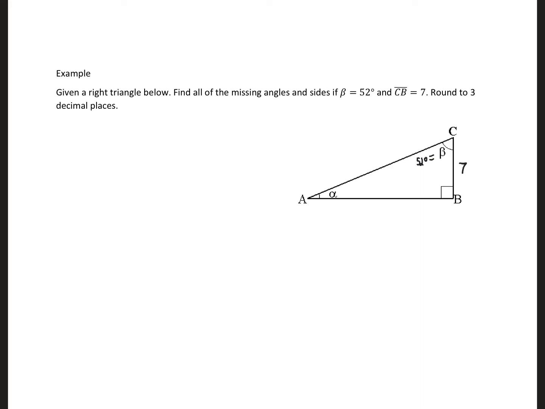Well, we know that angle B in the bottom there is 90 degrees. So let's find this angle alpha first. We know there's 180 degrees in the triangle. So let's take away the 90 degrees and the 52 degrees that we already have. And we'll get that this angle alpha must be 38 degrees.